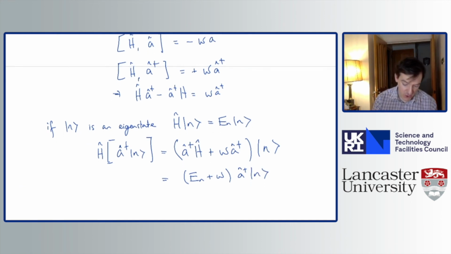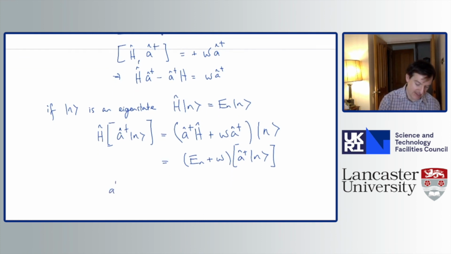In other words, what this is showing is that the state A dagger n is also an eigenstate for this system, and the eigenvalue is En plus omega. This is a new state which has a higher energy, and it's higher by an amount which is equal to a quantum of omega. So in other words, what's happening here is that this A dagger acting on n is creating some new state for me, which I'm going to label as n plus 1. So it's a state which has a discrete amount of quantum more, omega.